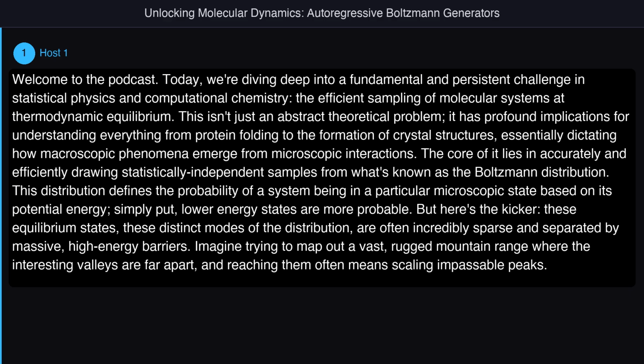But here's the kicker. These equilibrium states, these distinct modes of the distribution, are often incredibly sparse and separated by massive, high-energy barriers. Imagine trying to map out a vast, rugged mountain range where the interesting valleys are far apart, and reaching them often means scaling impassable peaks.